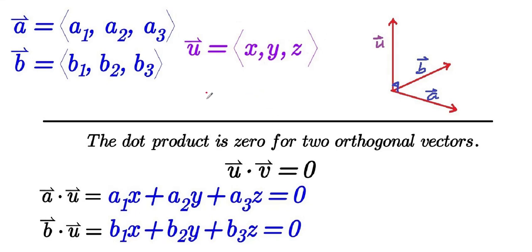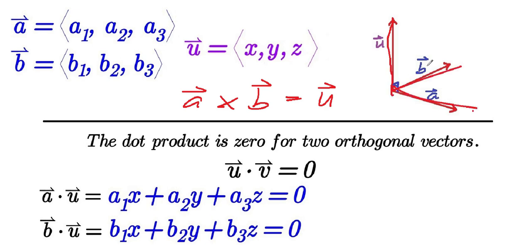Where does the cross product come from? If I have two vectors A and B and I cross them, it gives us a vector. So the result of the cross product is a vector, and by definition, it is a vector that is orthogonal to the two vectors that we were crossing.